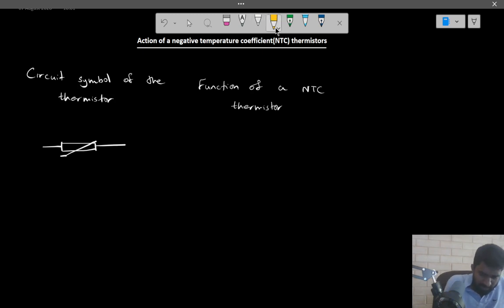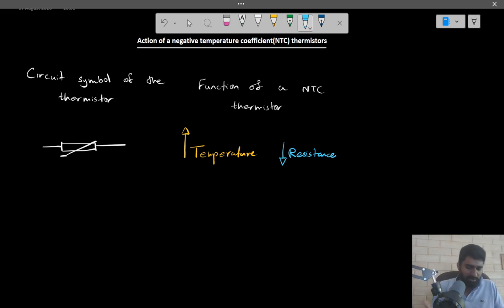This is the case when temperature increases, the resistance decreases. When temperature increases, the resistance decreases.